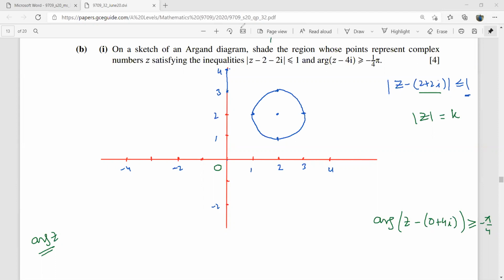Okay. So the same happens with the argument as well. Now this is the new vertex, the center of this angle here. So you will go like this. And now you have to draw the locus for the argument, which is minus pi by 4.